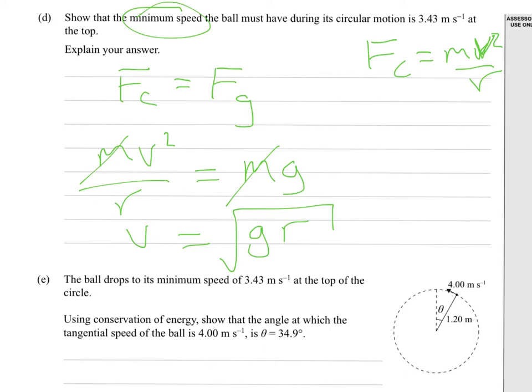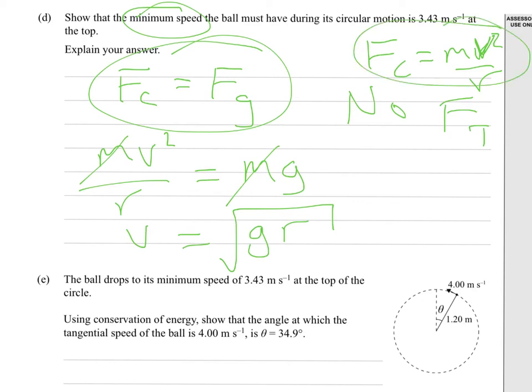In terms of explaining your answer, it's really just explaining why the centripetal force is the force due to gravity, and that's because for the minimum speed you'll have no tension force. The tension force adds to the force due to gravity, giving you a higher centripetal force, increasing your velocity. So that's why you have to have no tension force.